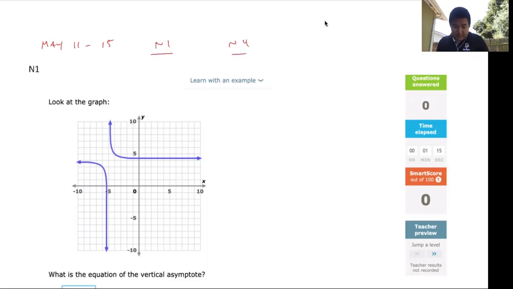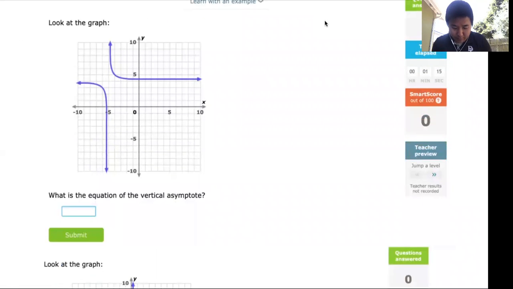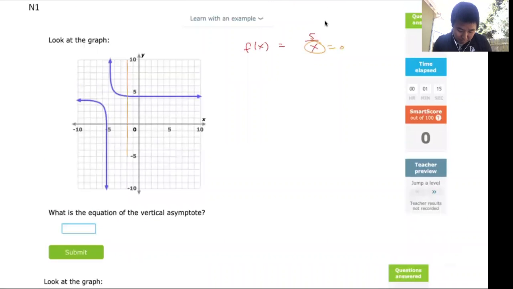Pretty straightforward stuff. So N1 is looking at asymptotes. So we're at the vertical asymptote. If you have an equation, f of x equals like 5 over x, for vertical asymptotes you always set the denominator equal to 0. But in this case, we don't have the equation, so we can't do that. So we're going to draw a vertical line, and then I'm going to move it to where it gets in between these two values. An asymptote is something that a function gets really, really close to, but actually never touches. So that's why this graph goes up, but never touches it.